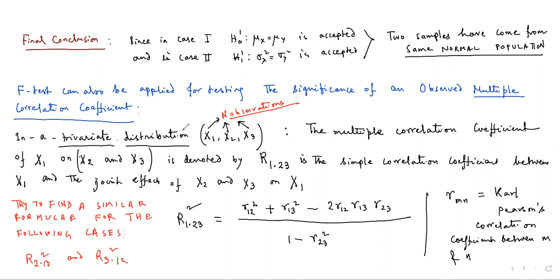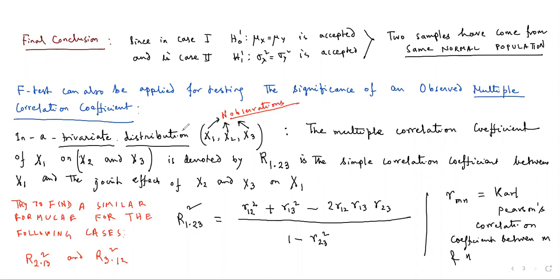But multiple correlation coefficient actually belongs to the chapter on multiple correlation and multiple regression. It is a multivariable case, and the discussion of the multivariable case is beyond the scope of our syllabus, so I'm not going into the details.